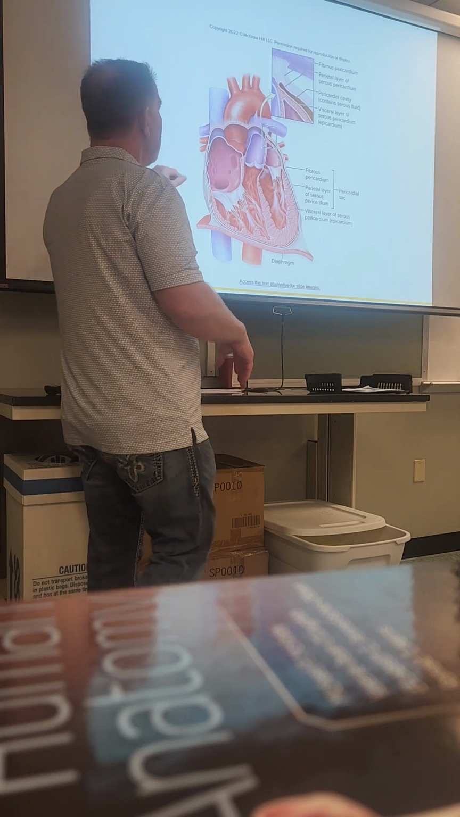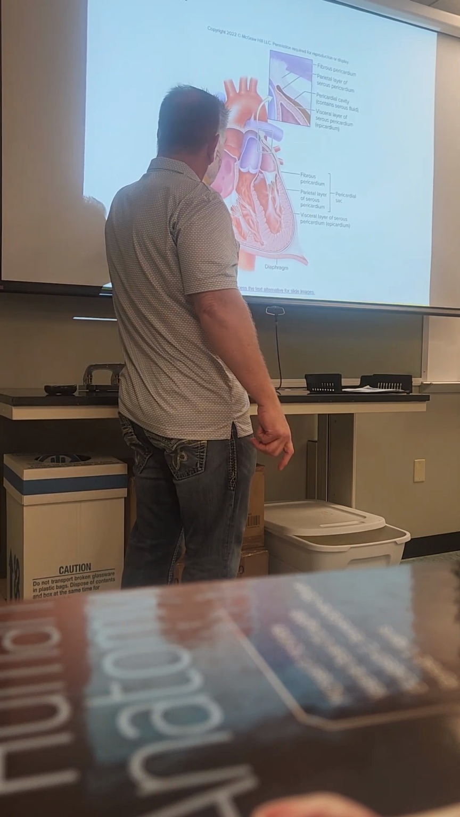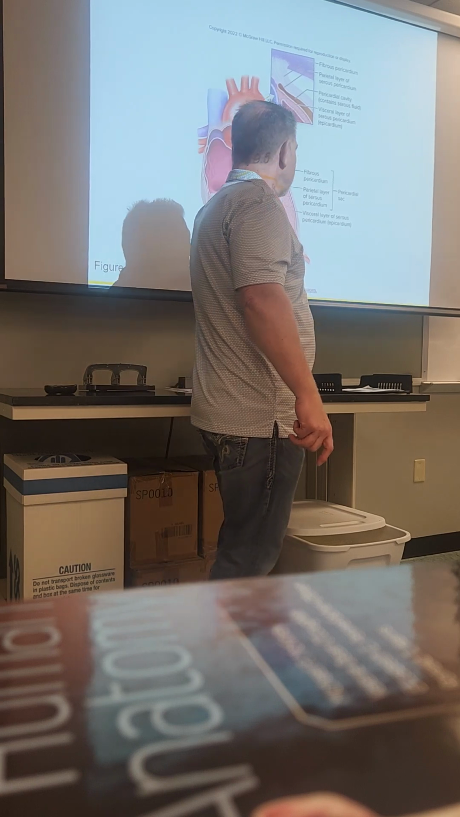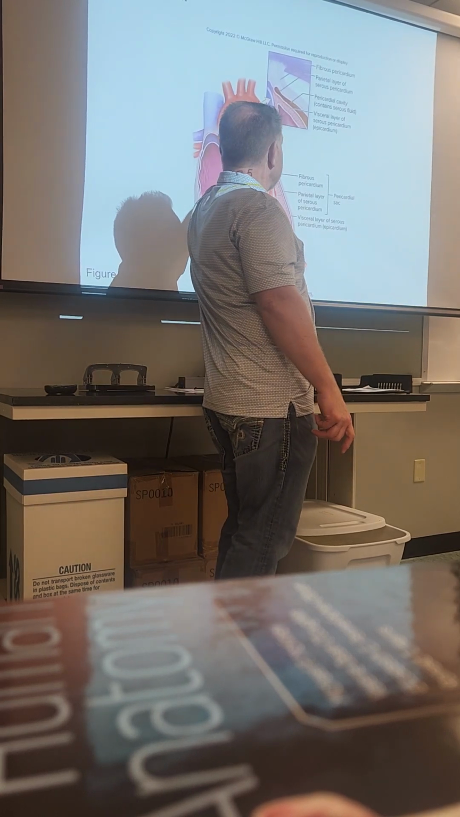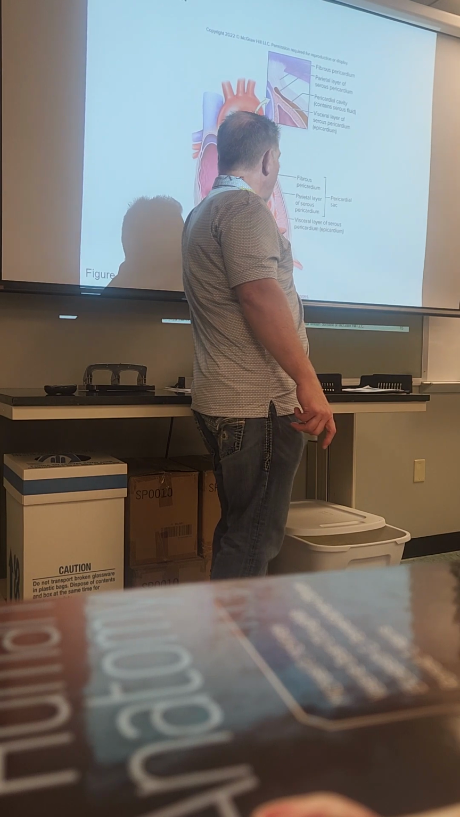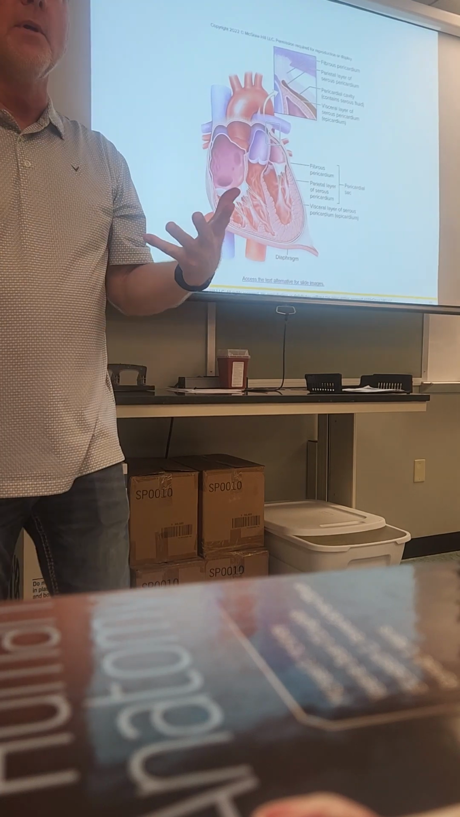So here's your heart, and out here is the fibrous part that covers it, and it comes all the way down here to the diaphragm and attaches to your diaphragm, comes back up, and then folds in on itself. Then there's the visceral part that's on the wall of the heart. And then there's the space in between the two and the fluid.